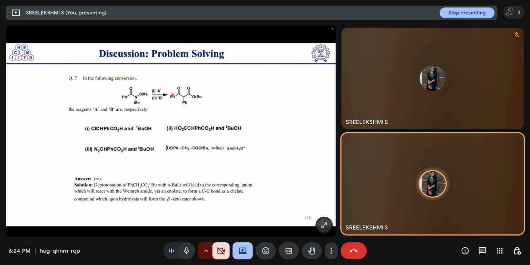So here, as shown here, firstly, what is happening? The deprotonation of this particular compound. Answer is this compound 4. Deprotonation of this particular CH2 will happen, and then the butyl lithium will attack over this Weinreb amide, and this group will be eliminated to form this compound. So the correct choice of the reagent is option 4. Deprotonation with butyl lithium will lead to the corresponding anion, which will react with the Weinreb amide via an enolate to form a carbon-carbon bond as a chelate compound, which upon hydrolysis will form the beta keto ester.